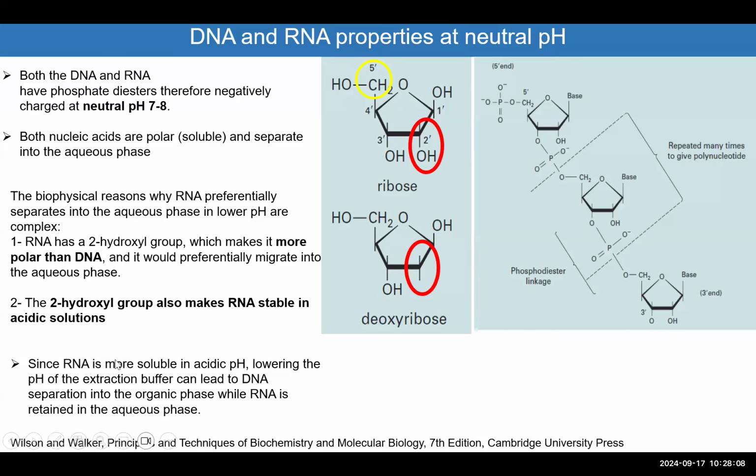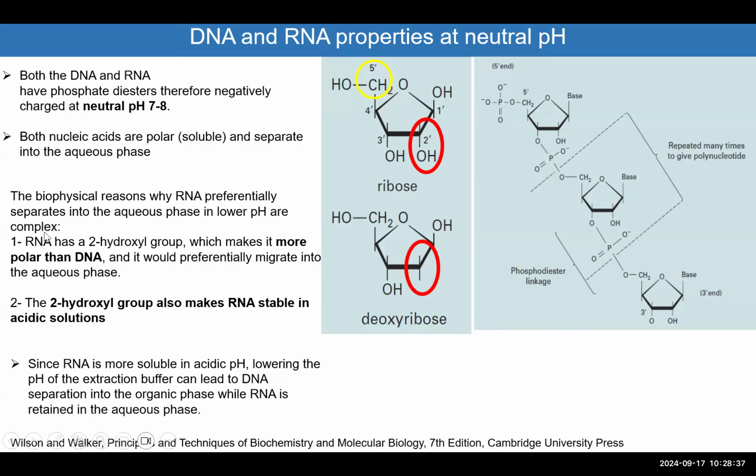Since RNA is more soluble in acidic pH, lowering the pH of the extraction buffer can lead DNA to go into the organic phase, or in other words, it precipitates out from the aqueous phase, while RNA will be retained in the aqueous phase. So this is the basic concept of how we separate RNA from DNA. Of course, this is more complex. I didn't add all the details for you here.